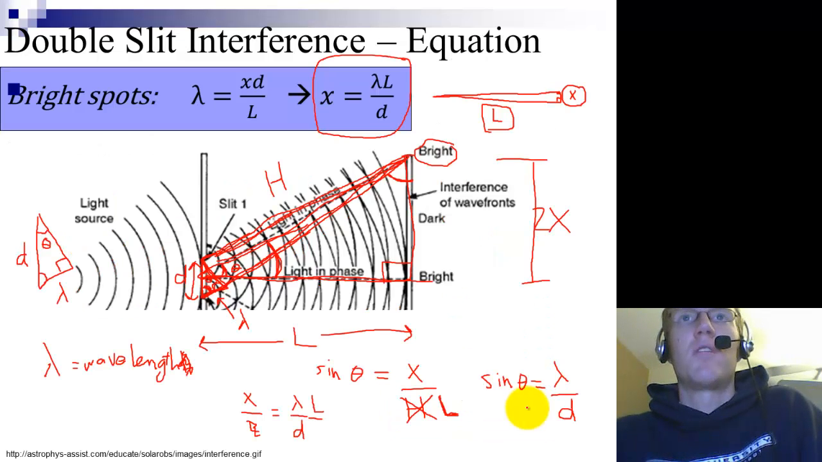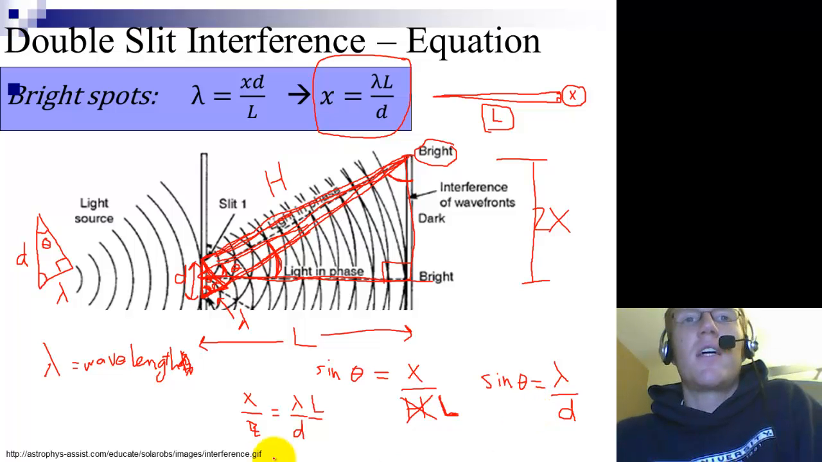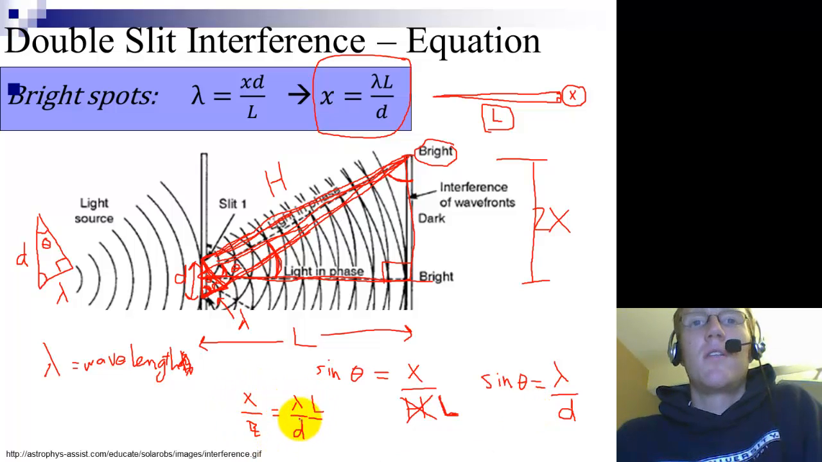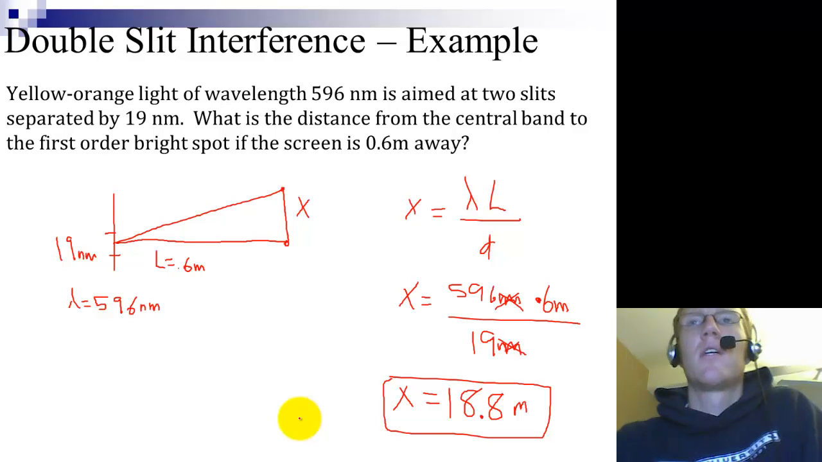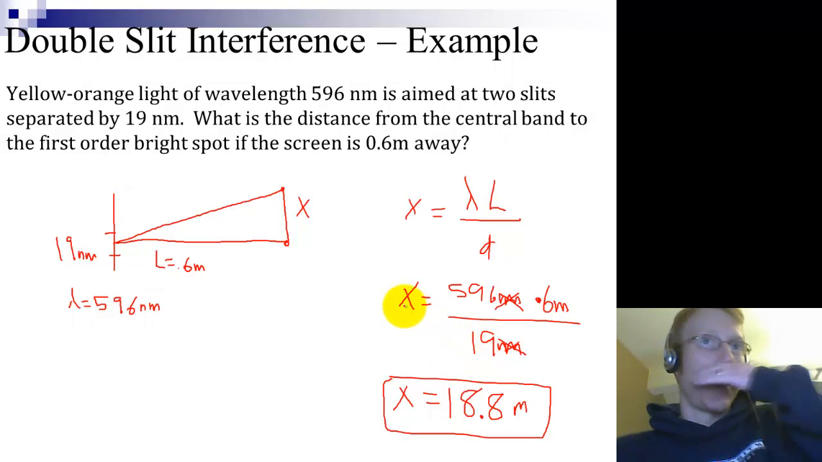So let me check the formula real quick. Lambda L over D. Okay. That is correct, I think. Is that what I derived? x equals lambda L over D. x is lambda, 596 nanometers. I think I know what the problem is.